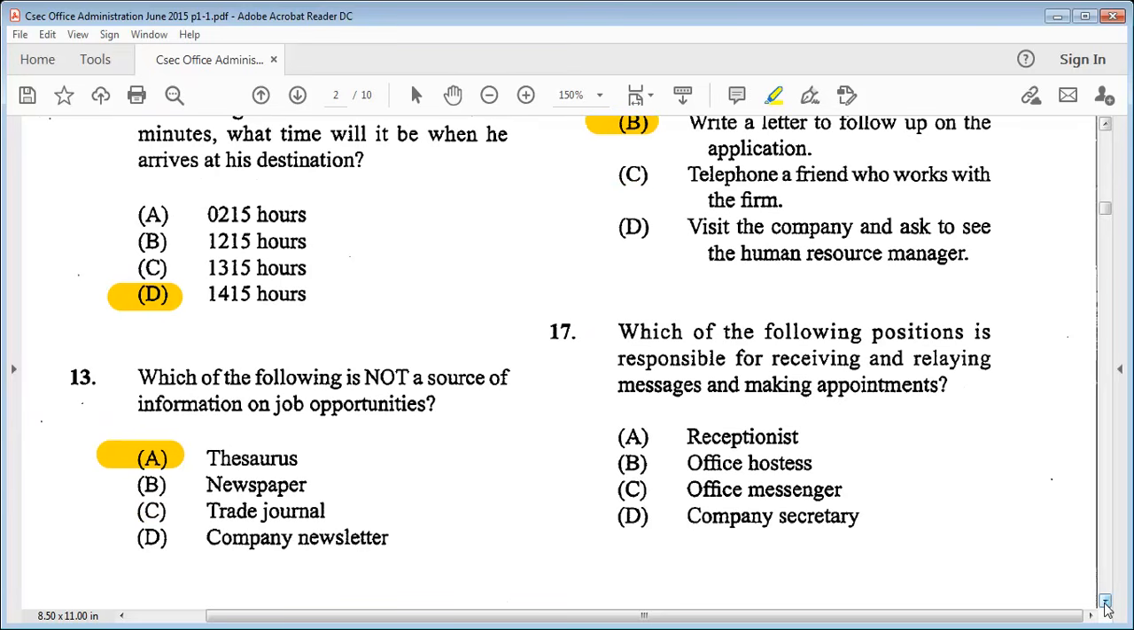Let's go on to question number 17. Which of the following positions is responsible for receiving and relaying messages and making appointments? A, receptionist, B, office hostess, C, office messenger, or D, company secretary? We know it is A, the receptionist.